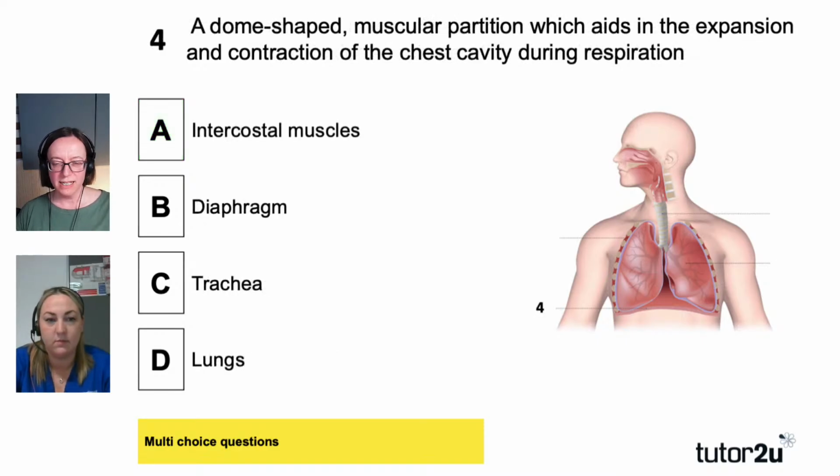Next question. This is a dome-shaped muscular partition. So in our diagram, it's pointing to the structure at the very bottom of the diagram, which aids in the expansion and contraction of the chest cavity during respiration. So respiration is breathing in and out, and we know that our chest cavity expands and contracts. Have we got any answers? Yeah. Anissa's given us B. Oh, well done, Anissa. That is correct. It is the diaphragm.